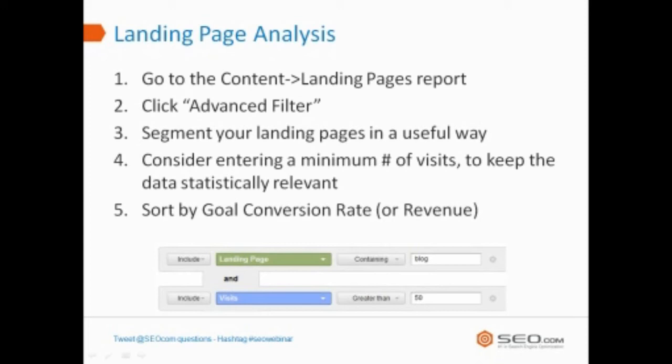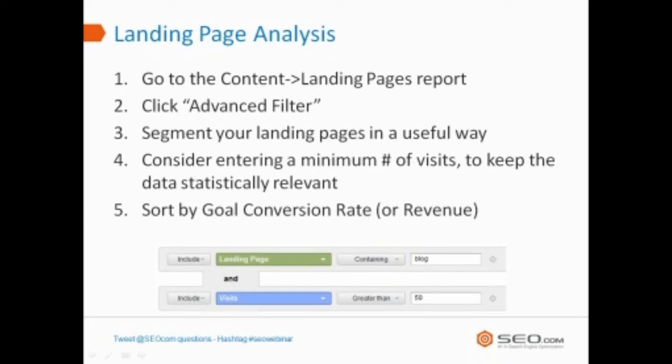So here's a little how-to. The first step is to go to that content landing pages report in Google Analytics. I like to click the advanced filter and use that to segment some traffic on the fly. You can set up what's called advanced filters that Google Analytics will save for you up at the top of the page to easily come back and keep sorting.